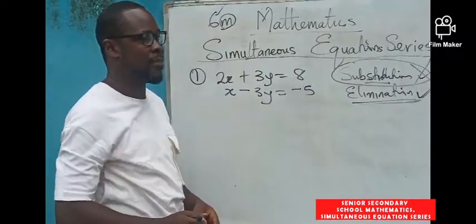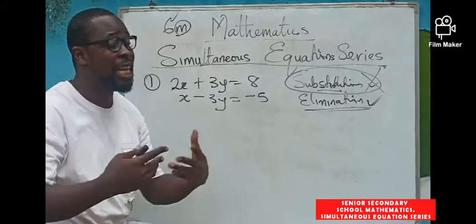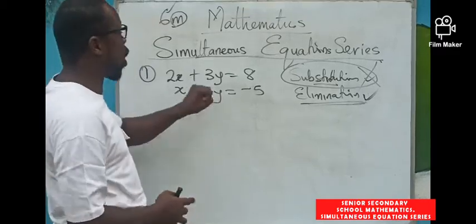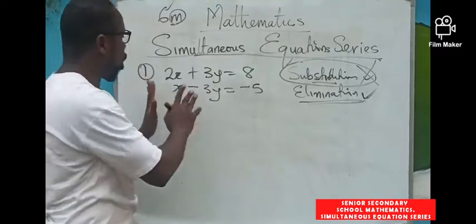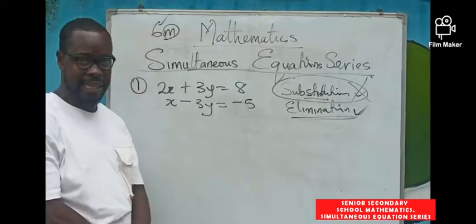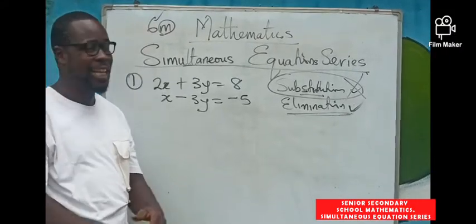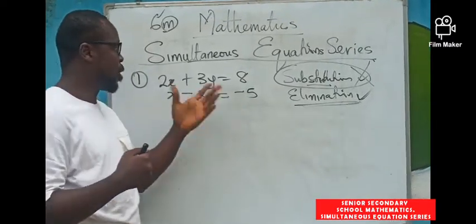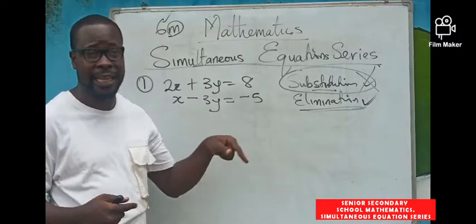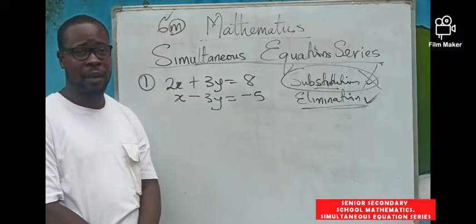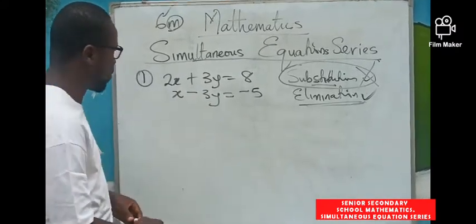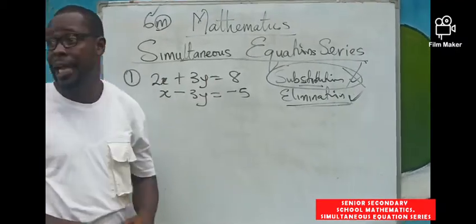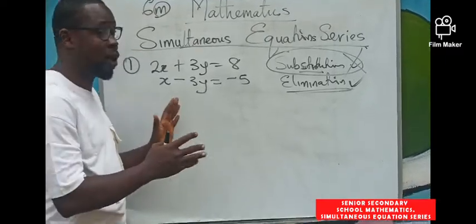For simplicity's sake, remember, to eliminate something means to remove it. So what we want to do is to remove one of the unknowns, keep it aside, solve for the other one, get it, then put it back to get the one we removed. So in elimination, we are just trying to remove one of the unknowns, keep it aside, solve for the other, then put it back to get the value of the one we removed initially. In that case, we simply say if the signs are opposite and the coefficients are equal, then we have achieved the conditions.